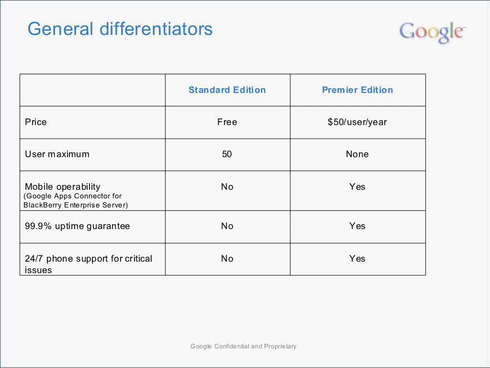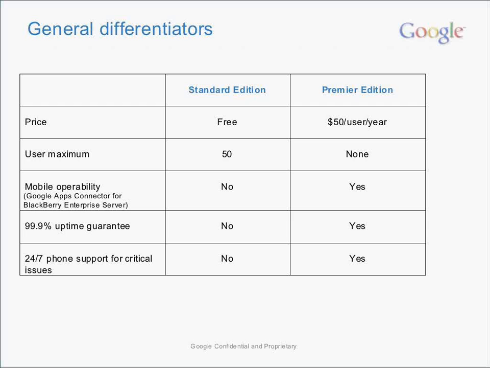Some of the other differences, this is going to come up often. They need interoperability with Outlook, with mobile devices, be able to use BlackBerry. That's another huge differentiation. Premier edition allows you that kind of interoperability. That is not possible with the standard edition. Another huge thing is reliability. With Premier edition, we are offering 99.9% uptime SLA. You're not getting that with the standard edition. That's a huge selling point.